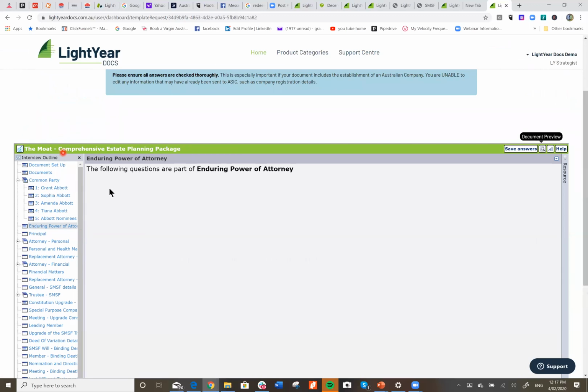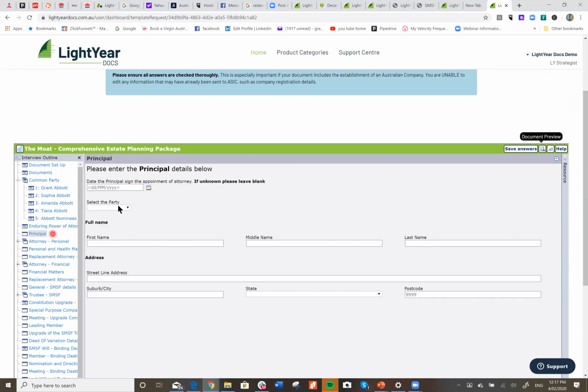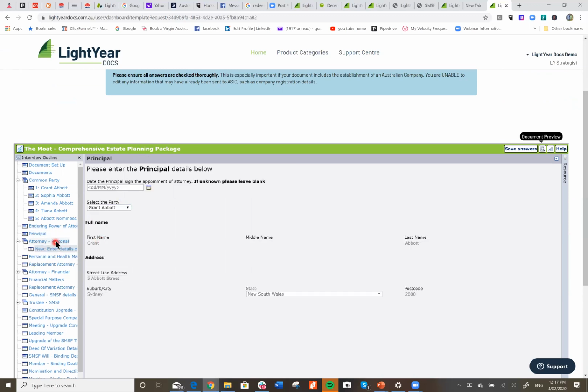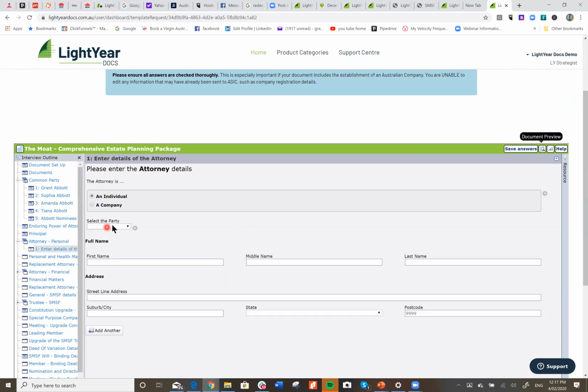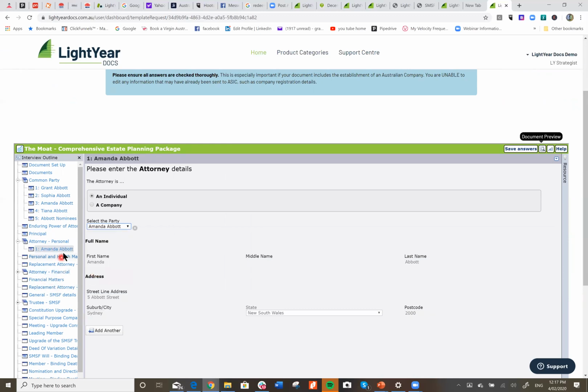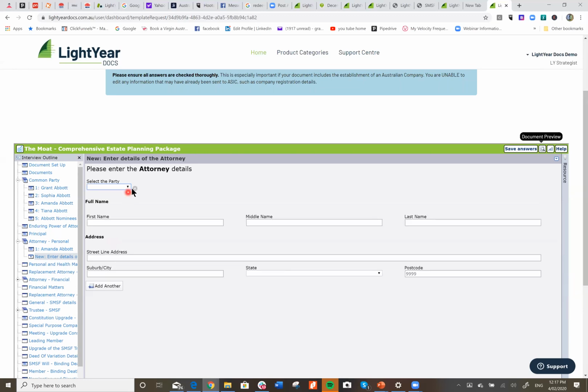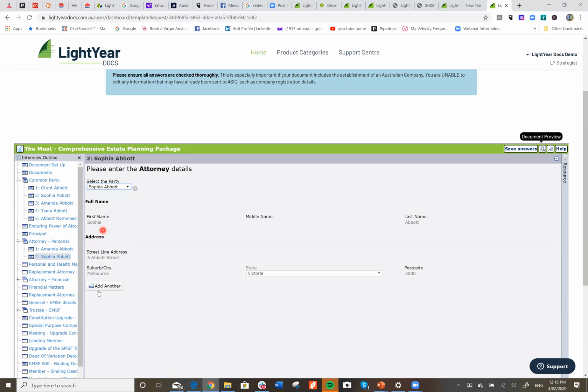So I put in all the common parties. You actually put your firm in too, because that applies a little bit later. So who's the principal? Bingo, bango. There I go. It's Grant. Who's going to be my attorney? So the first one is I'm going to make Amanda, my wife, as the attorney. But then I'm going to add another. So if I want to do another one, I'll just put there Sophia.